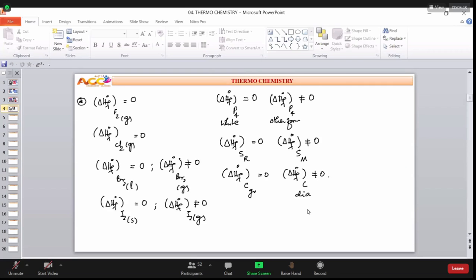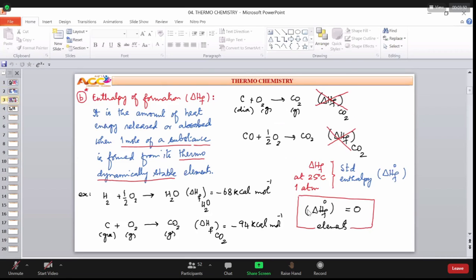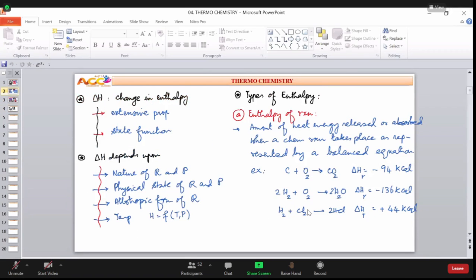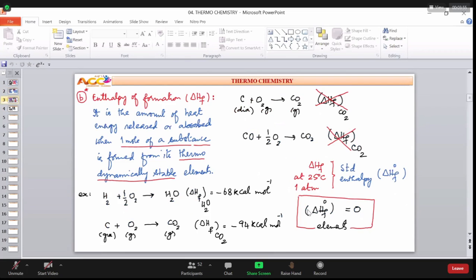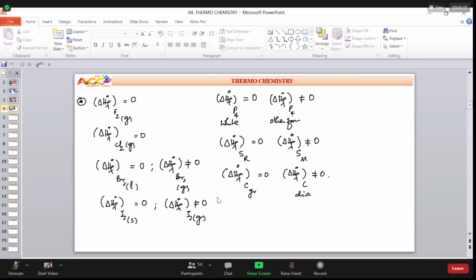In the previous class, we discussed two things: enthalpy of reaction and enthalpy of formation. When discussing enthalpy of formation, we defined standard enthalpy of formation to be measured at 25 degrees centigrade and 1 atmosphere pressure. For elements, the standard enthalpy of formation is taken as 0, in the thermodynamically stable form.